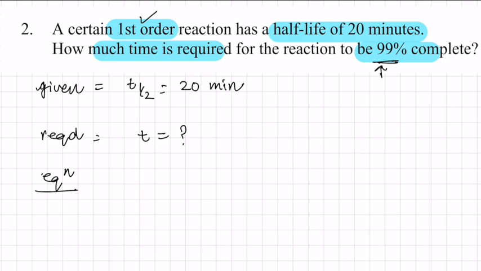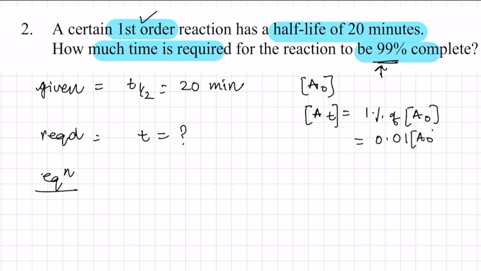What does this mean? If the reaction is 99% complete, then whatever A0 you started with, since 99% has been used up, what is left is only 1% of your initial value A0. Which means your AT is equal to 0.01 A0. That is the only thing which is implied here. They've not given it explicitly, so you've got to read the question and make sense of this.